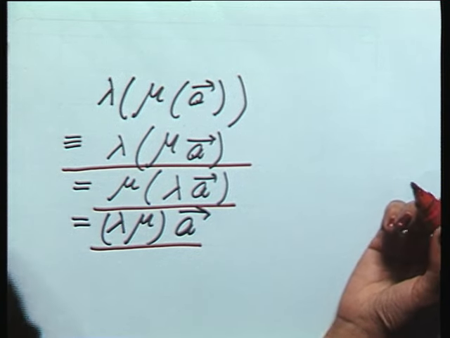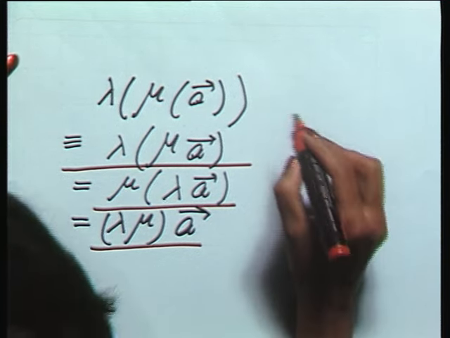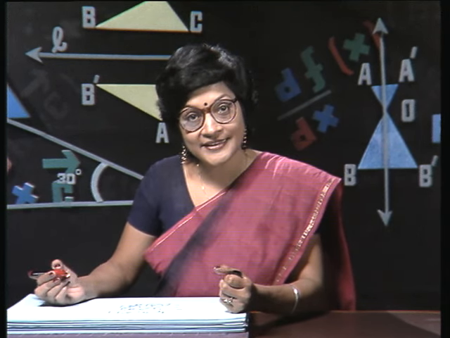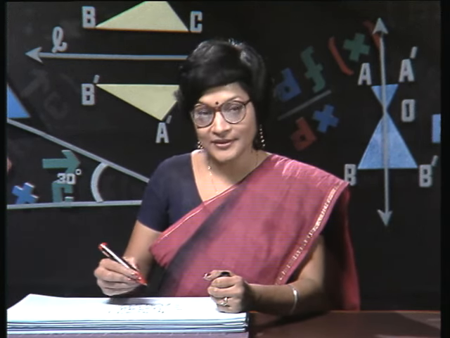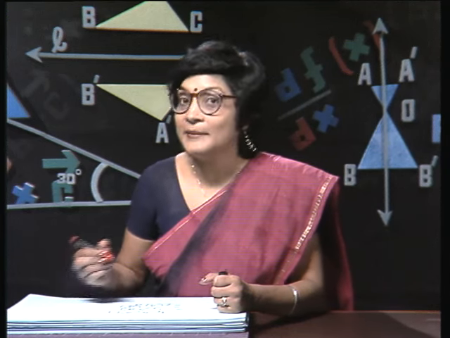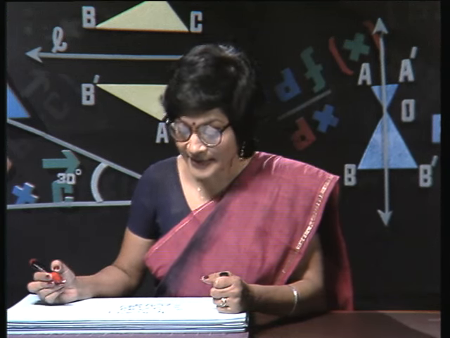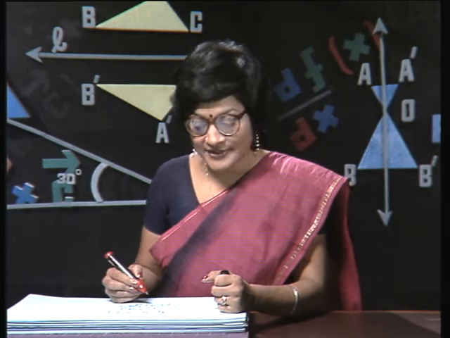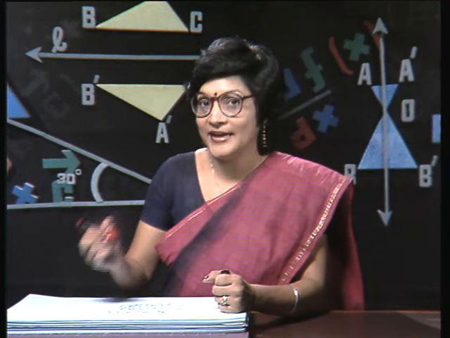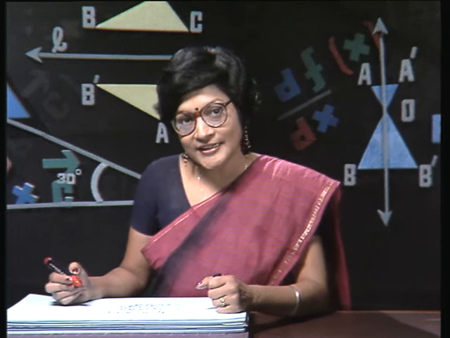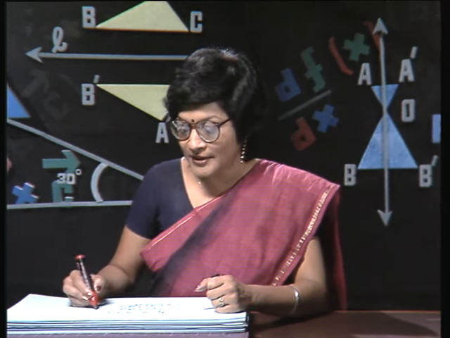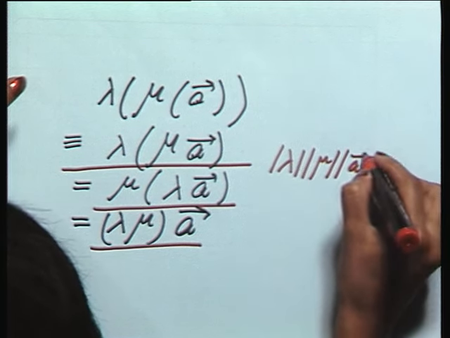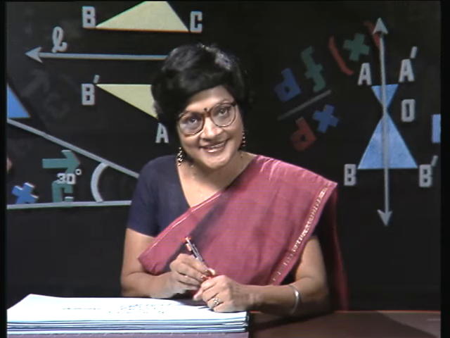All you need to do is take combinations of the signs of lambda and mu. If they are of the same sign, then we find that any one of these vectors will be parallel to A in the same sense. If they are of opposite signs, we find that any of these vectors will be anti-parallel to A, and of course, in all three cases, the magnitude turns out to be mod lambda, mod mu, mod of A. So, wasn't that an easy exercise?